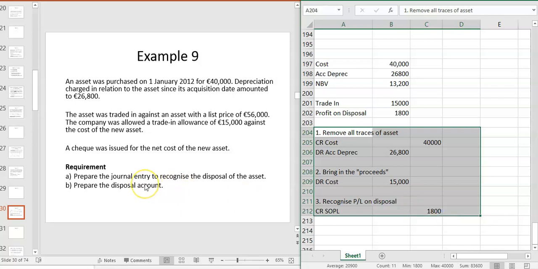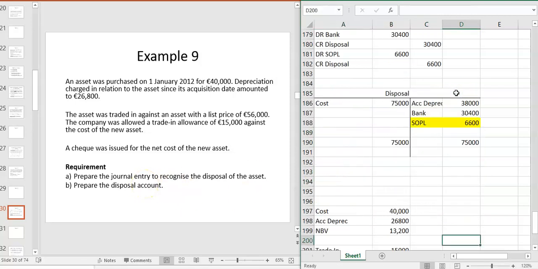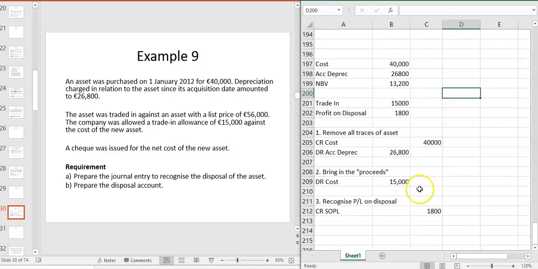Right, now you can do a disposal account if you wish yourself. Similar logic to here. You're going to get the same answer. You're going to credit the SOPL 1.8 as a finish. I don't mandate using a disposal account. You can if you wish, if you find it helps you.